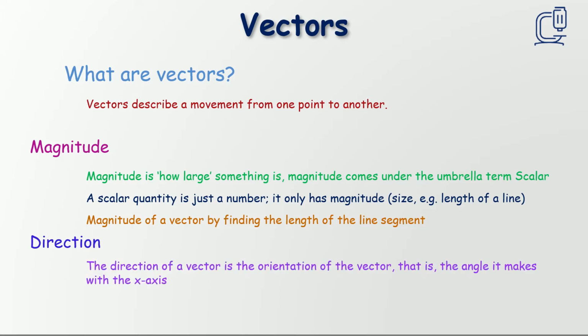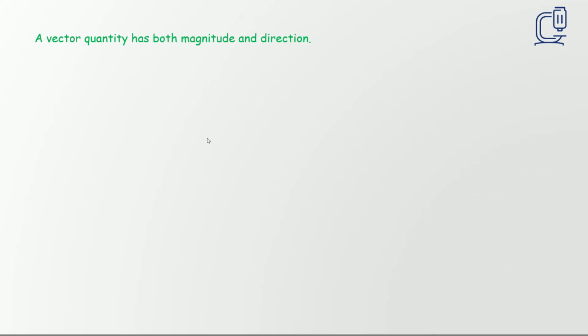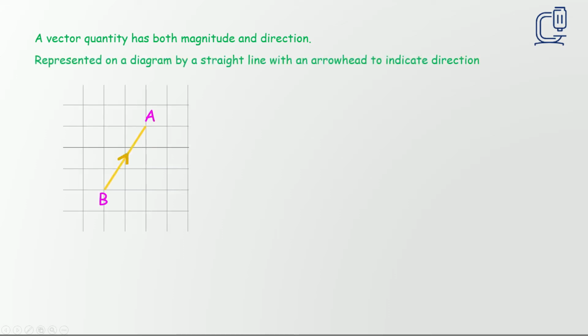So the direction of a vector is the orientation of the vector. That is the angle it makes with the x-axis. A vector quantity has both magnitude and direction. It is usually represented on a diagram by a straight line with an arrowhead to indicate direction. The diagram shows a journey from B to A and can be described by the vector BA.